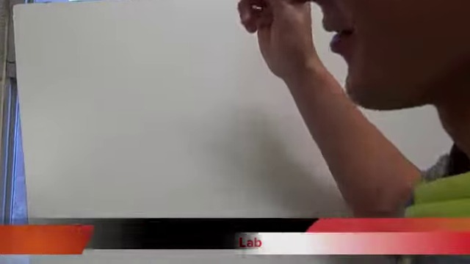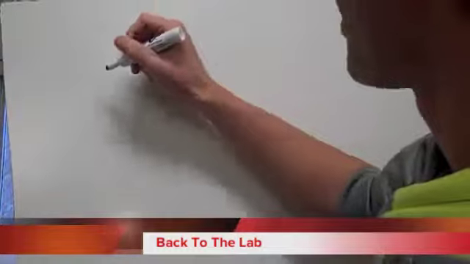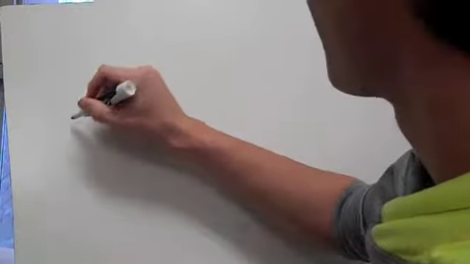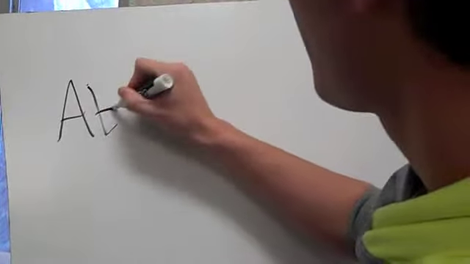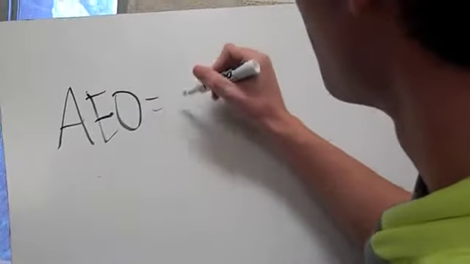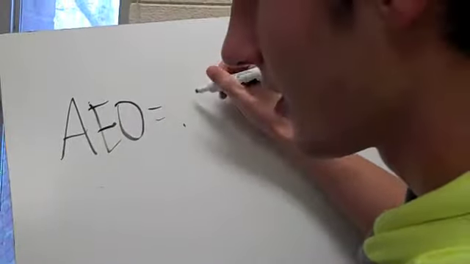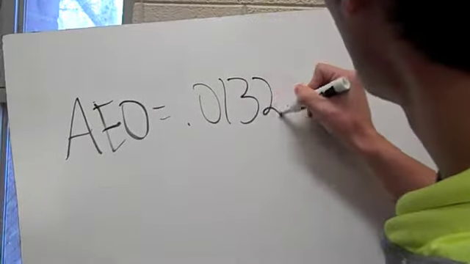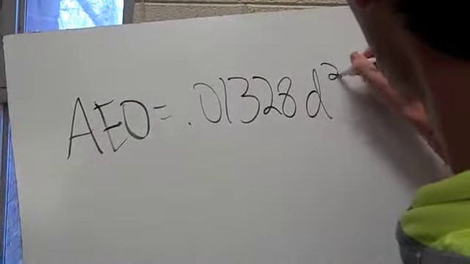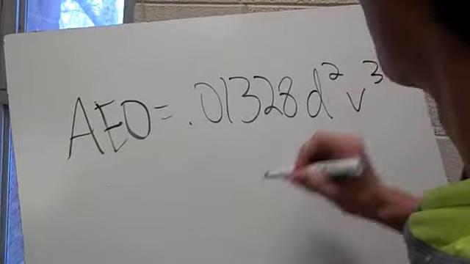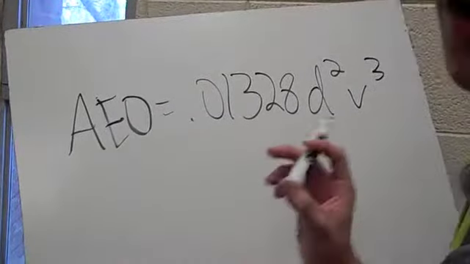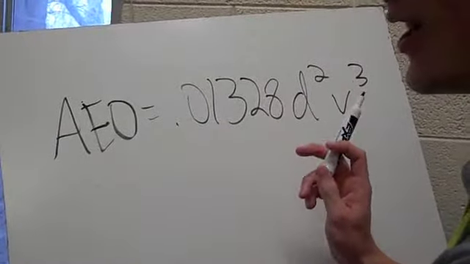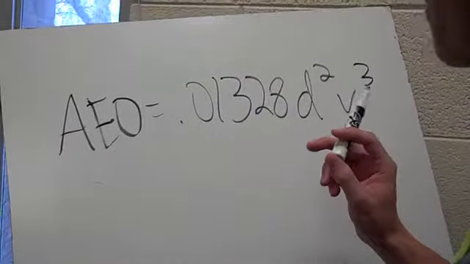Now let's do some math. To find our annual energy output, or AEO, we have the equation AEO is equal to 0.01328 d squared v cubed, where d is equal to the rotor diameter and v is equal to the annual average wind speed in miles per hour.